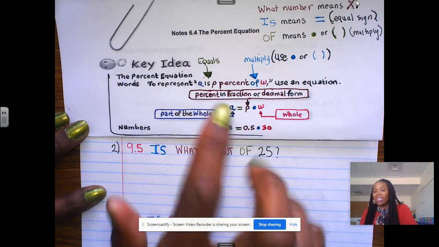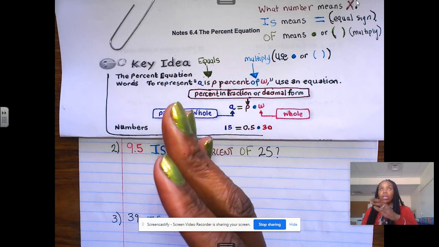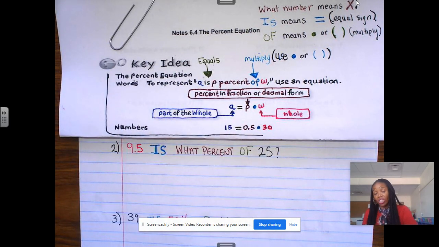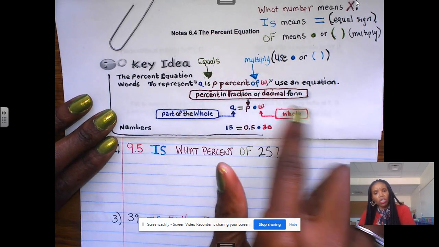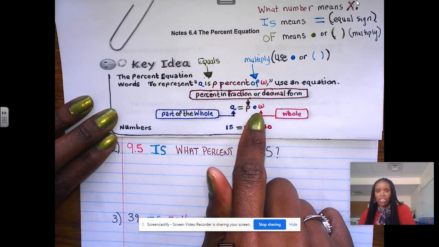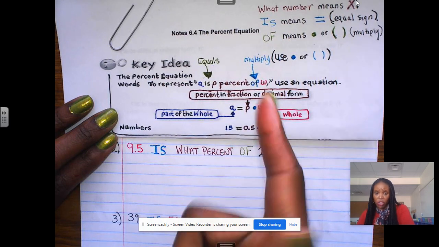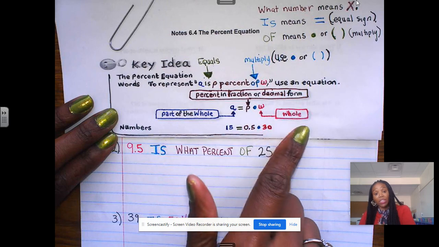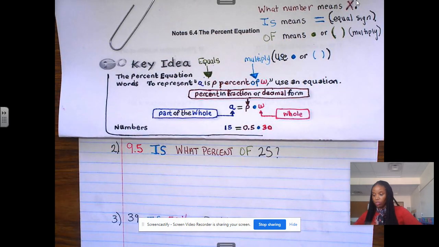Percents, you cannot work in percents. You can't do any mathematical operation with a percent. So you either have to turn that percent into a fraction or a decimal. And we've been working since the beginning of the year on how to change your percents into decimals. So I would recommend you go the decimal way. And now when you see that point, you know it means multiply. I use parentheses instead. And then the W is the whole, so that's the denominator. Again, this will make more sense once we actually do the math.